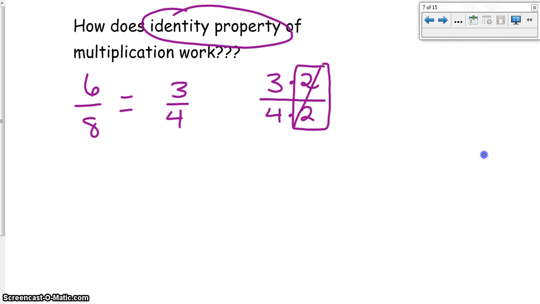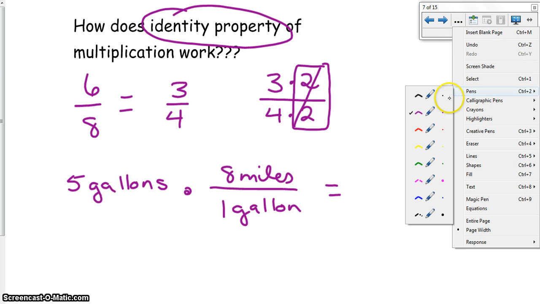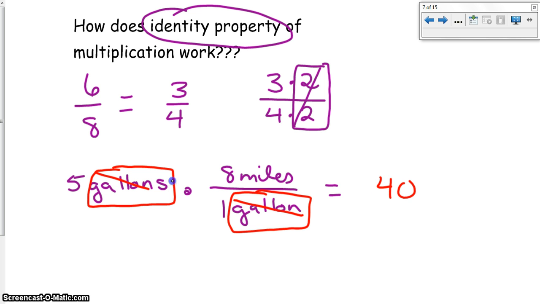Now, it's the same thing if you have 5 gallons of gas and your car gets 8 miles for every 1 gallon. How many miles will you be able to go on that car? Well, hopefully your car doesn't get that bad of gas mileage, but notice here you have gallons and you have gallon, and gallon divided by gallon, a quantity divided by itself is 1. And so 5 times 8 is 40. And the word that's left in the denominator is miles. So Mrs. Rose, you could get 40 miles with 5 gallons of gas.